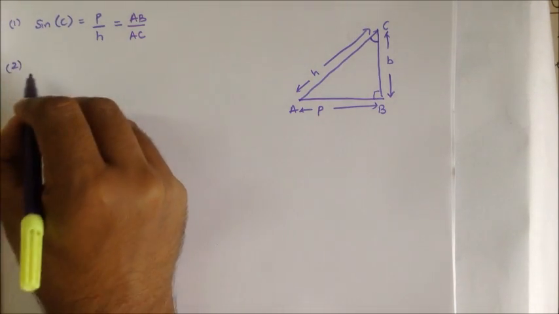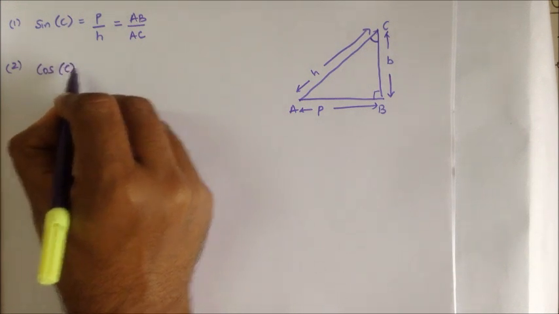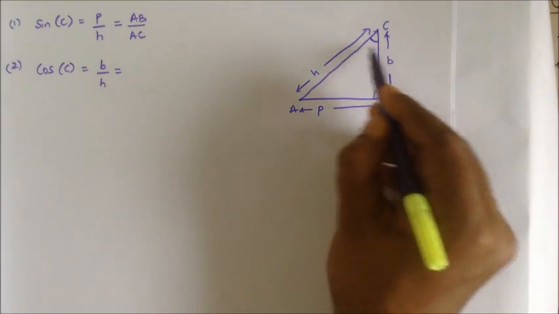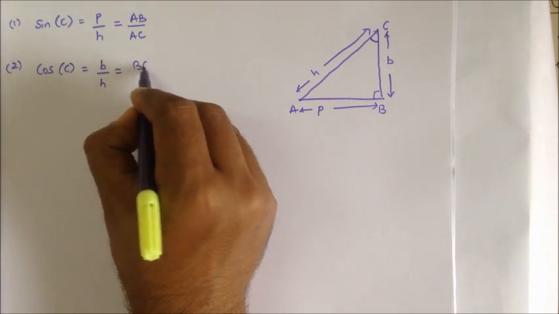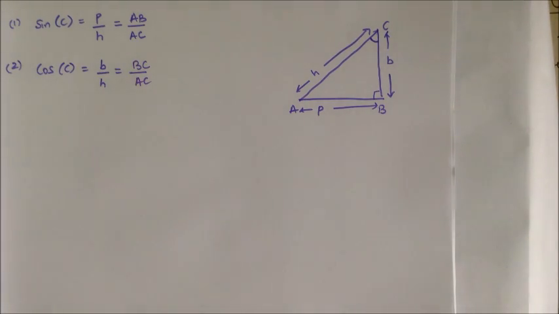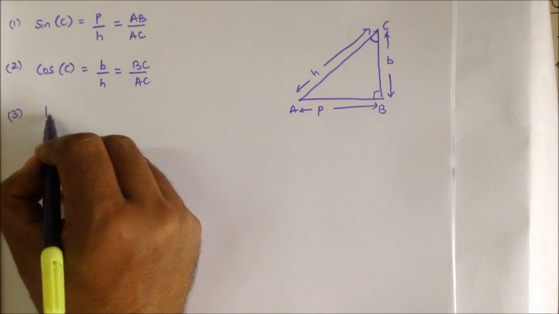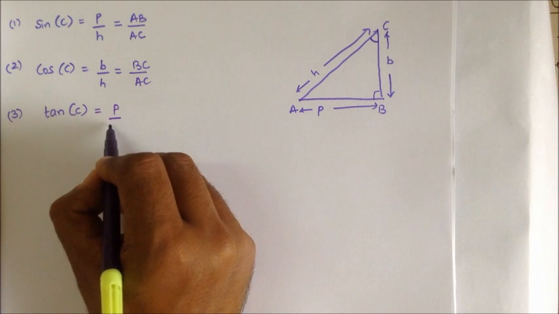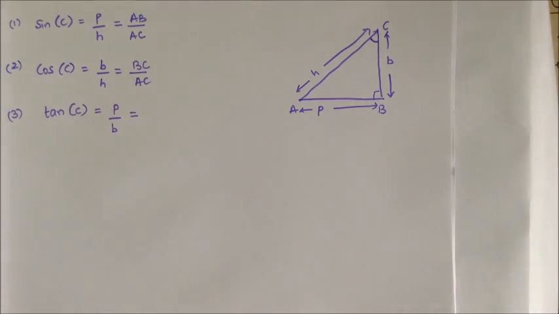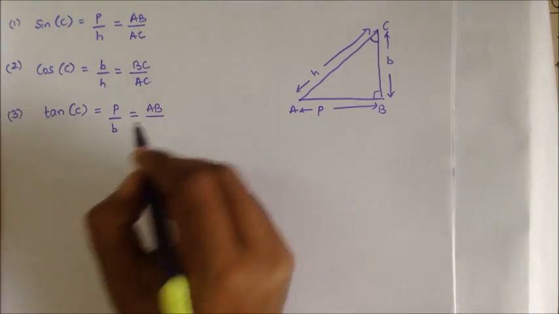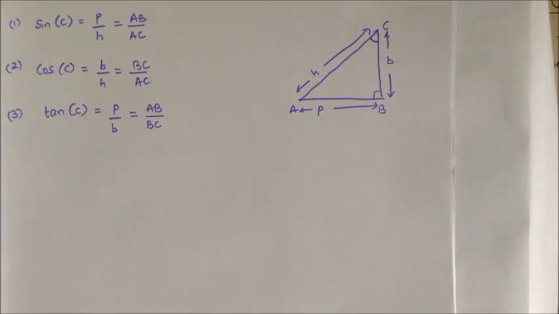The second ratio would be cos of C, which is base upon hypotenuse. For angle C, the base is BC and the hypotenuse is AC. The third ratio, the tangent ratio, tan of C, is perpendicular upon base. This would be the perpendicular being AB and the base being BC.